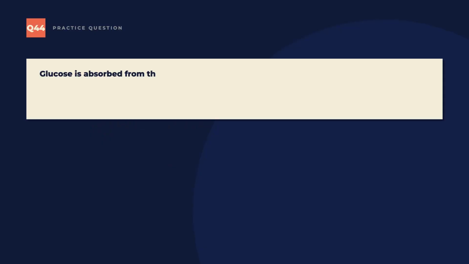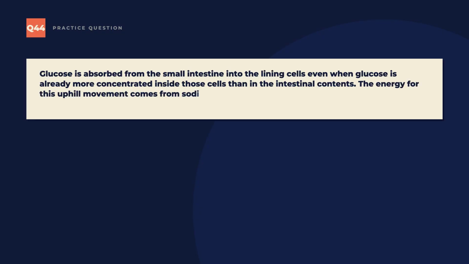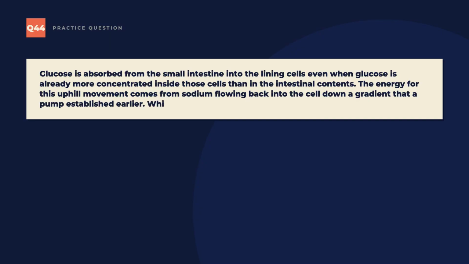Question 44. Glucose is absorbed from the small intestine into the lining cells, even when glucose is already more concentrated inside those cells than in the intestinal contents. The energy for this uphill movement comes from sodium flowing back into the cell down a gradient that a pump established earlier. Which process is this?